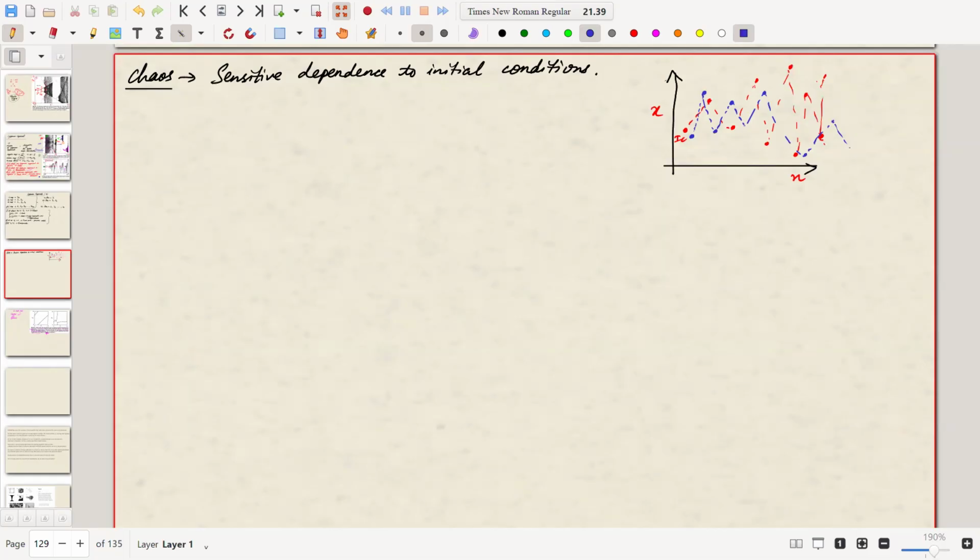Now just think about initial condition. Small change in initial condition is leading to huge difference in outcome. Just remember that. We will use that concept in Lyapunov exponent and see that Lyapunov exponent will turn out to be greater than 0 for that to happen. So therefore, positive Lyapunov exponent implies chaos.